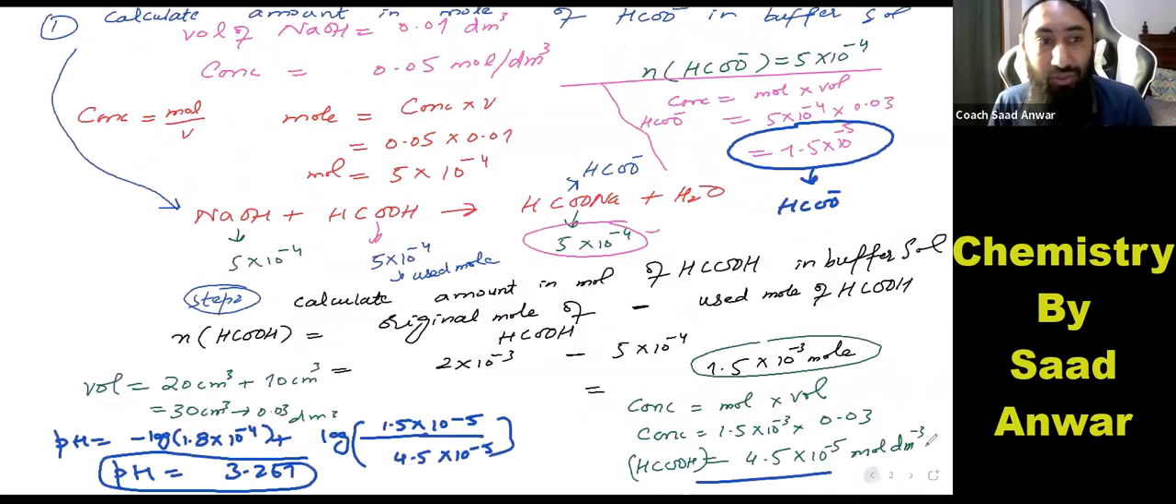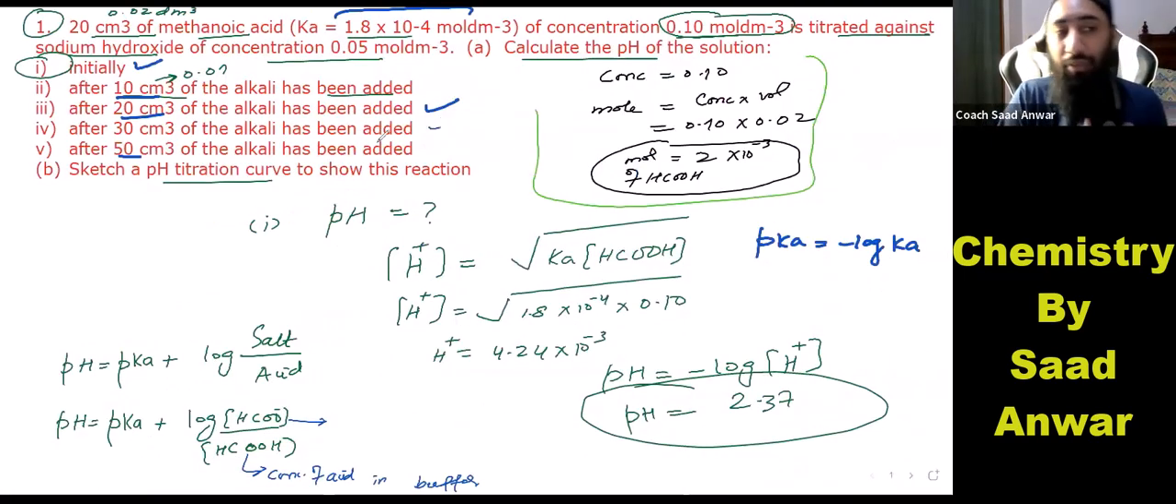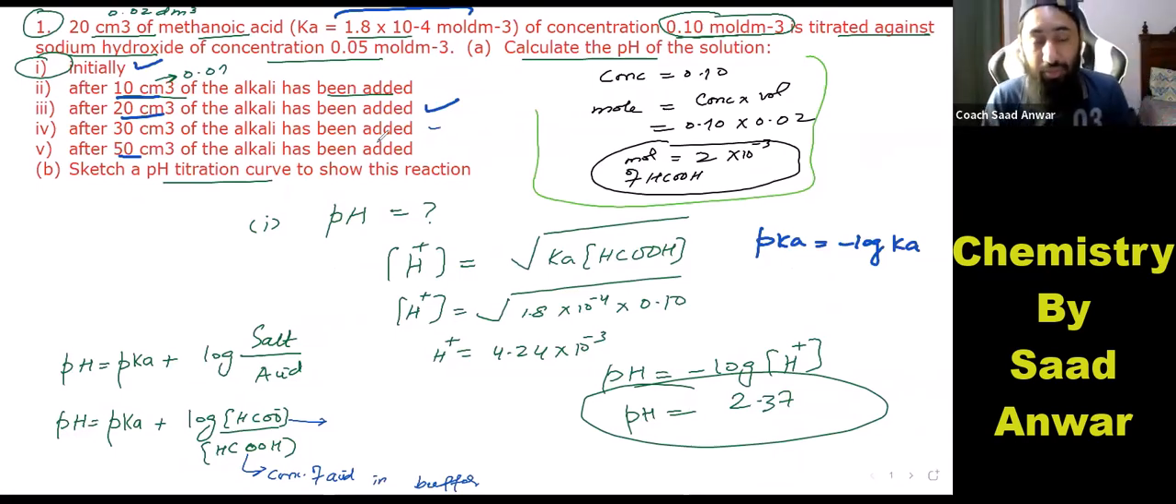Similarly, guys, when you solve this and have the 5 or 6 different values of pH, then you will have to make a curve.